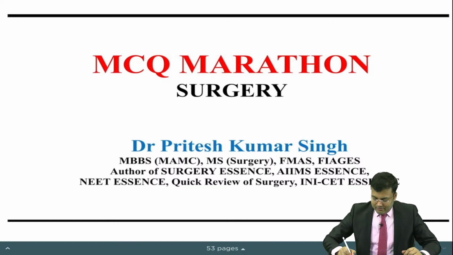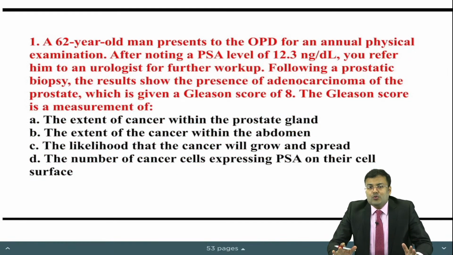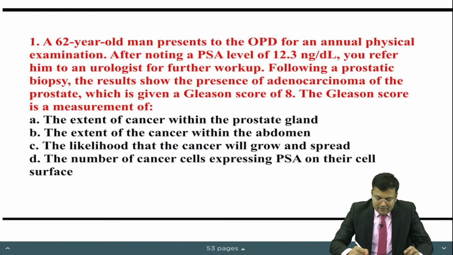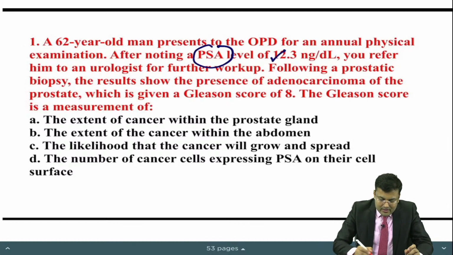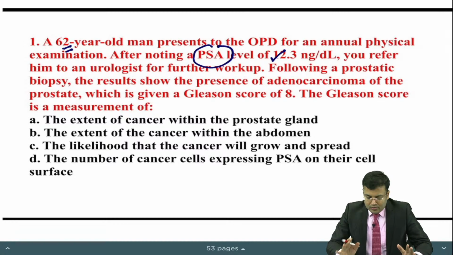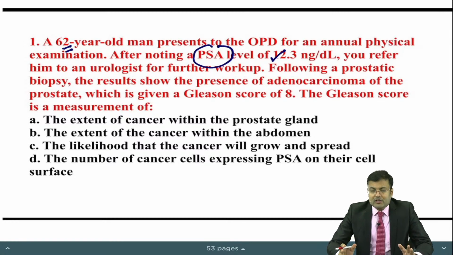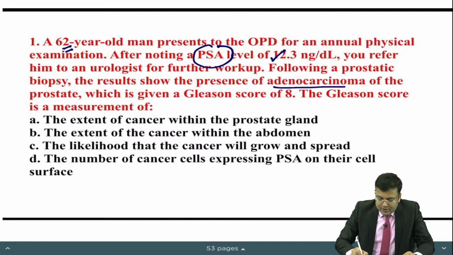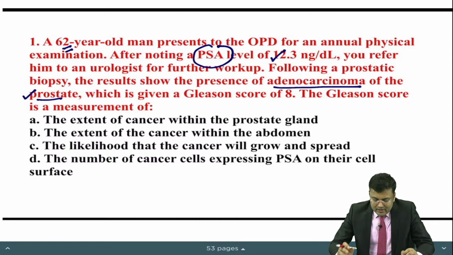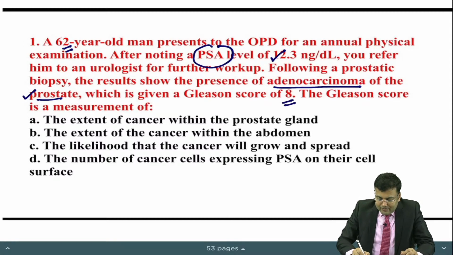So you can see question number 1. A 62-year-old man presented to OPD for an annual physical examination. After noting a PSA level of 12.23, here the PSA level is raised. See the age, 62 years old. You refer him to an urologist for further workup. Following prostatic biopsy, the result shows presence of adenocarcinoma of prostate, which is given a Gleason score of 8.